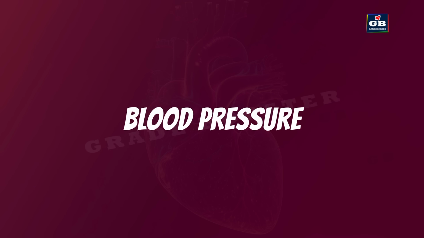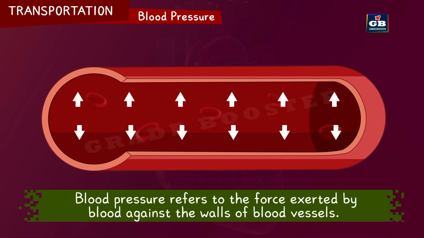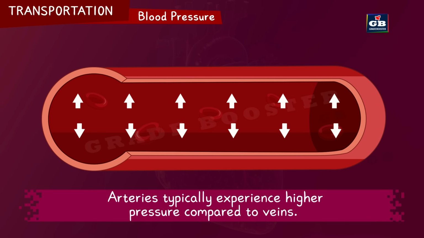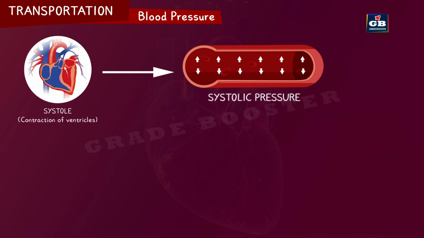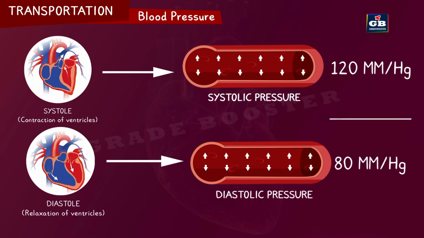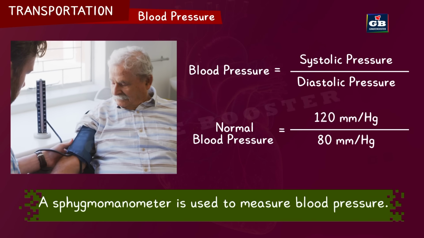Blood pressure. Blood pressure refers to the force exerted by blood against the walls of blood vessels. Arteries typically experience high blood pressure compared to veins. Systolic pressure denotes the pressure in arteries during ventricular contraction, while diastolic pressure indicates the pressure during ventricular relaxation. Normal blood pressure is around 120 mmHg systolic and 80 mmHg diastolic. A sphygmomanometer is used to measure blood pressure.